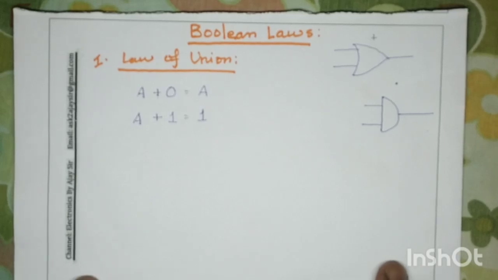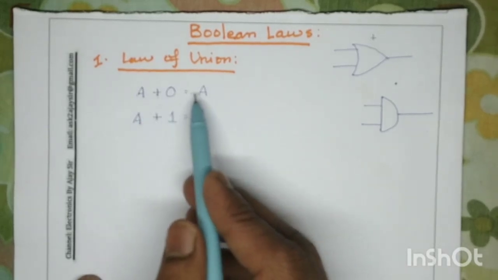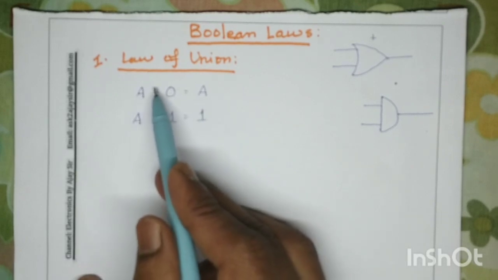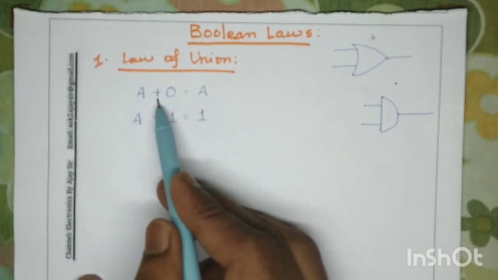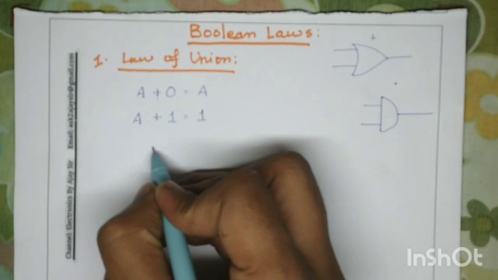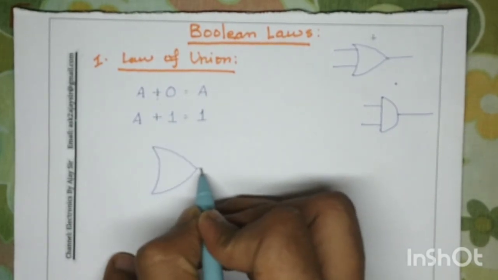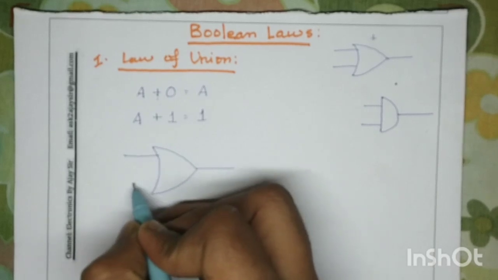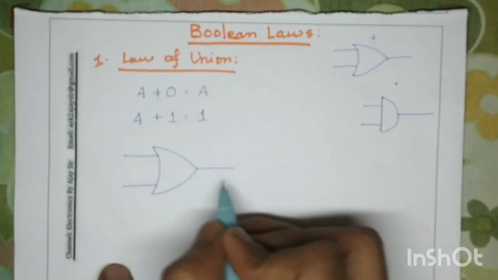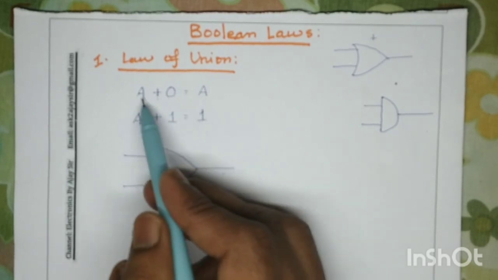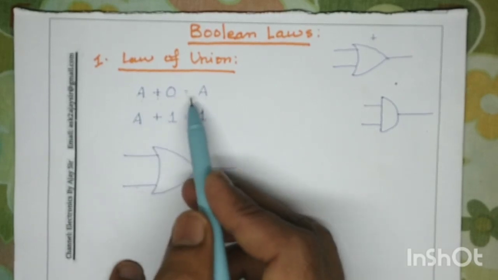So the first law, it is a plus 0 is equal to a. So a plus 0, we will target on this sign, this is plus, so we will use the OR gate. A two input OR gate has two inputs and one output. The two inputs in this expression are a and 0 and the output is a.